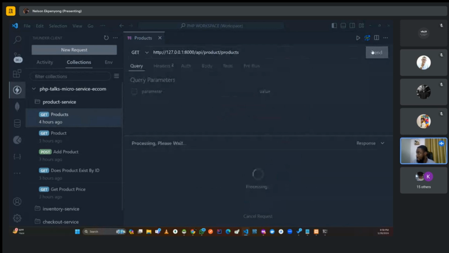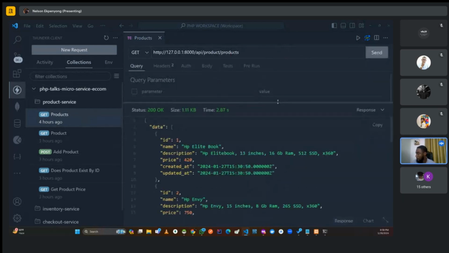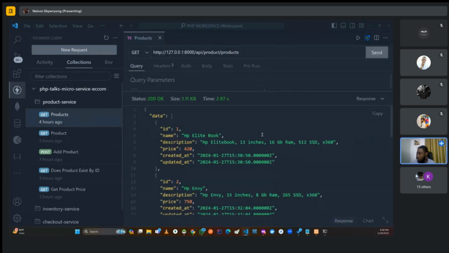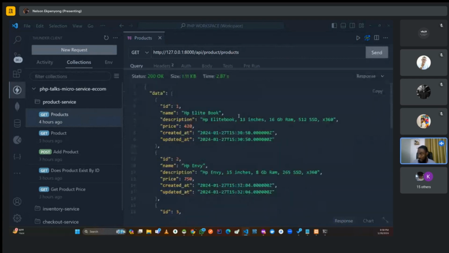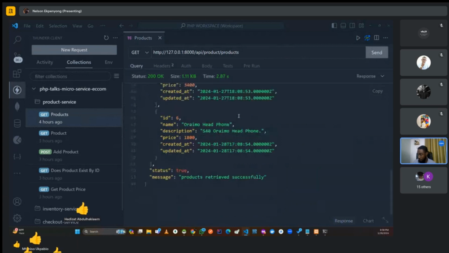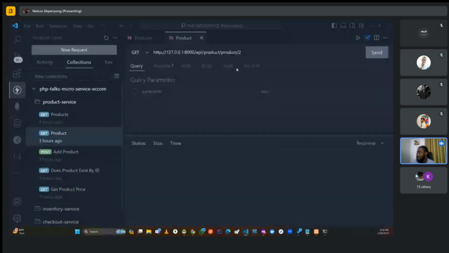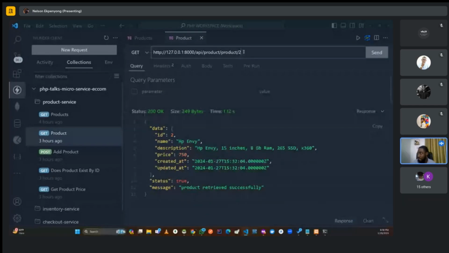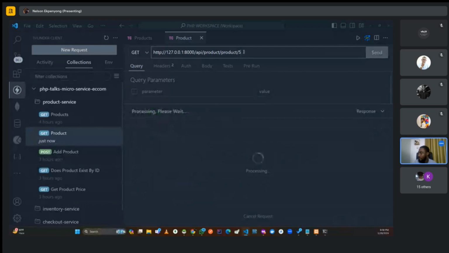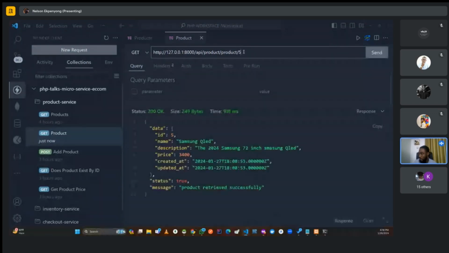So let's call this. I hope the database is running. All right. Please confirm that you can see products. We have the products that are already here. Great. I already did this in the class. Let's get a product by its ID. Let's find 3. All right, 5. Okay, Samsung QLED. Please confirm that you can get a product.